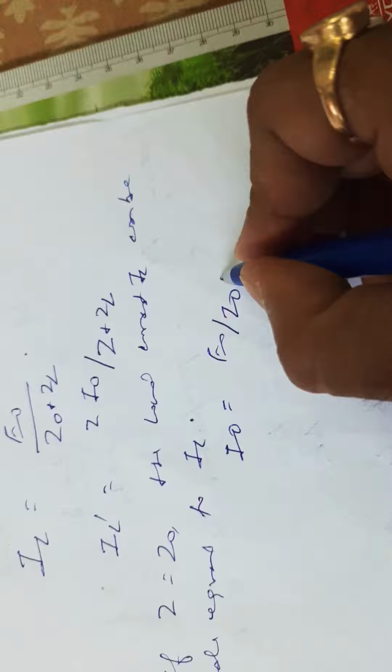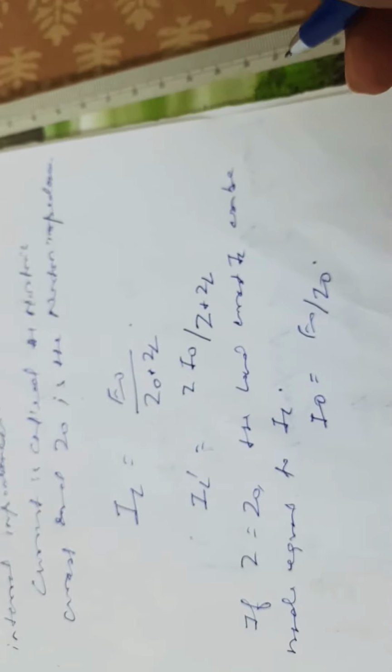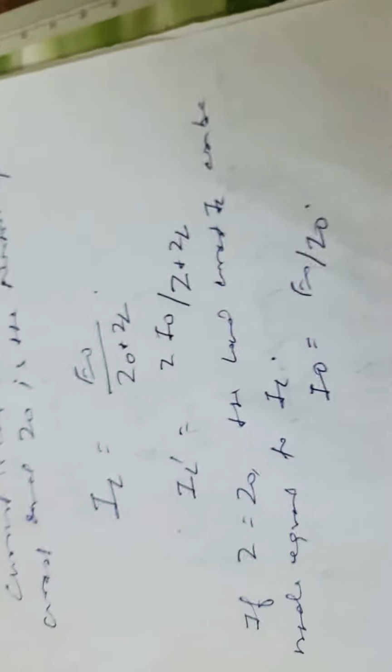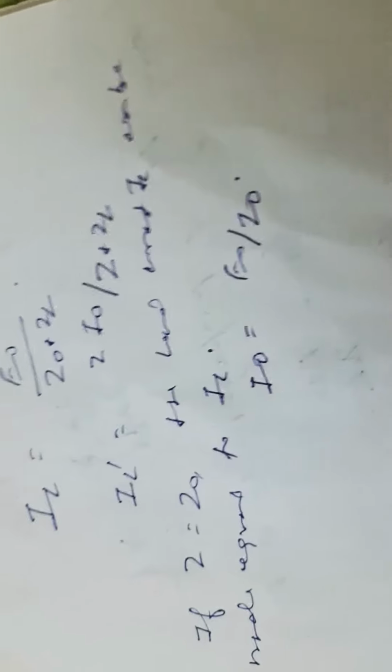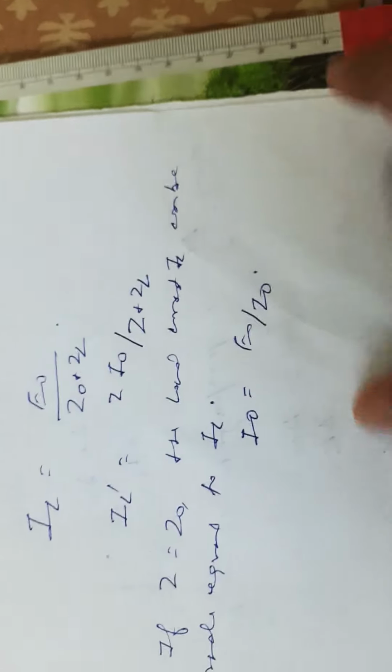Thus from the above relation we will have I naught is equal to E naught by Z naught, which is the short circuit current of the Thevenin's equivalent network. Thus we see that the interchange of voltage and current source with the help of Thevenin's and Norton's theorem gives a method of network analysis. So our next topic is the maximum power transfer theorem.